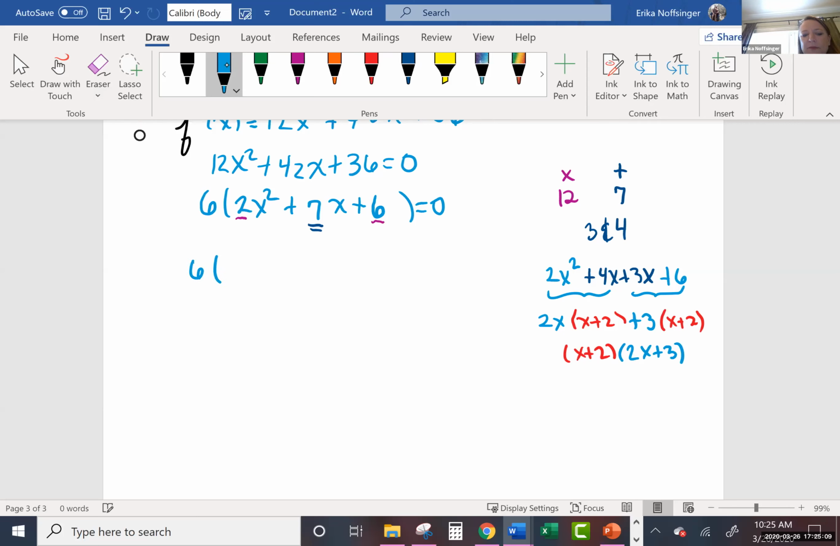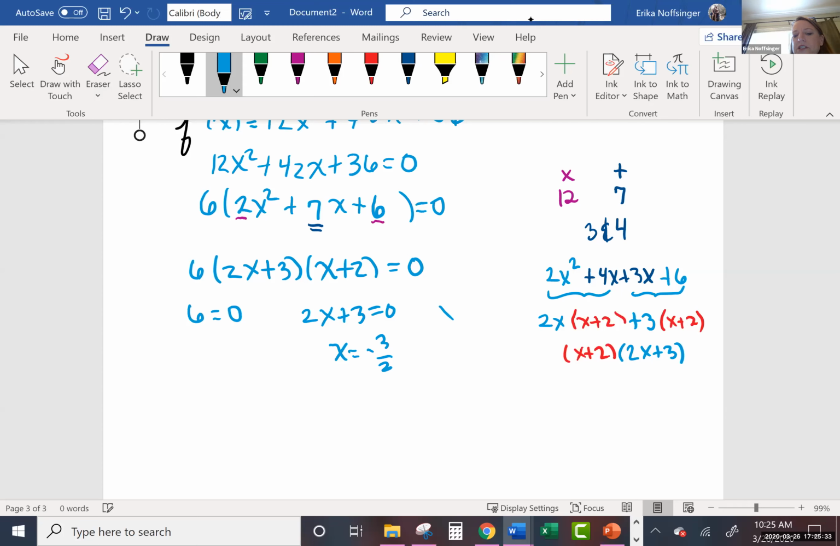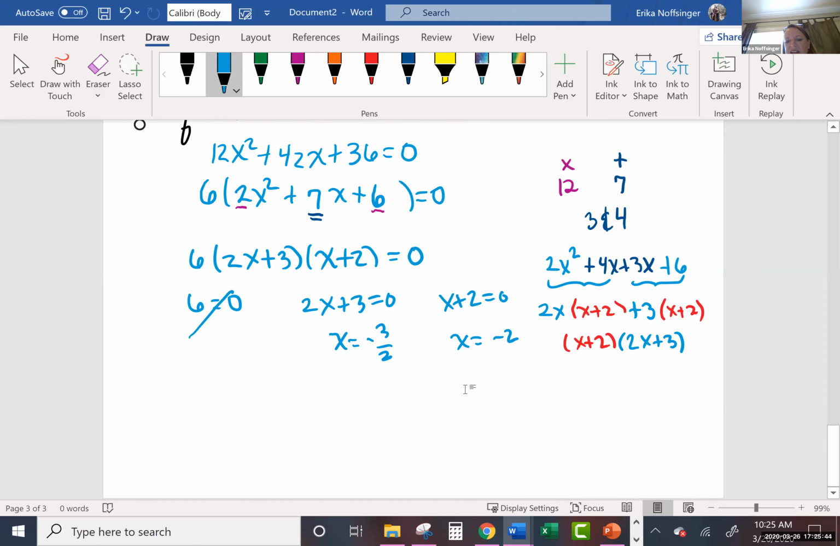So I have 6 times 2x plus 3, all times x plus 2 is equal to 0. So 6 never equals 0. 2x plus 3 is going to equal 0 if we subtract 3 and divide by 2. So we get negative 3/2. And x plus 2 equals 0 when we subtract 2, we get x is negative 2. It's never undefined, so these are our critical numbers.